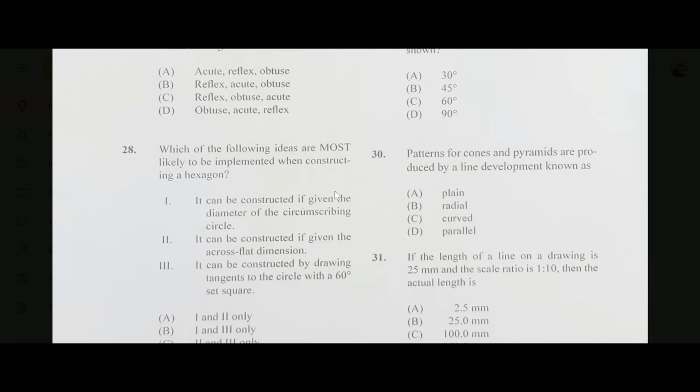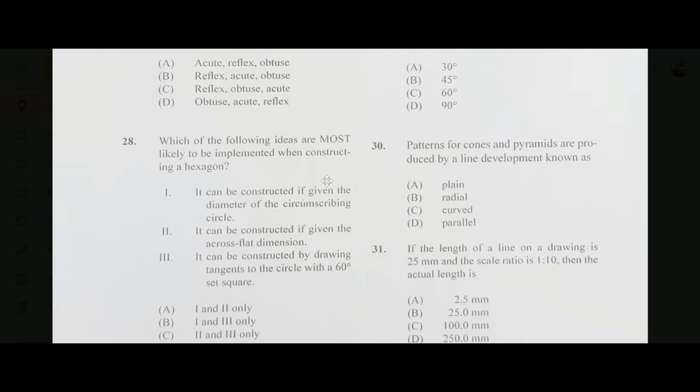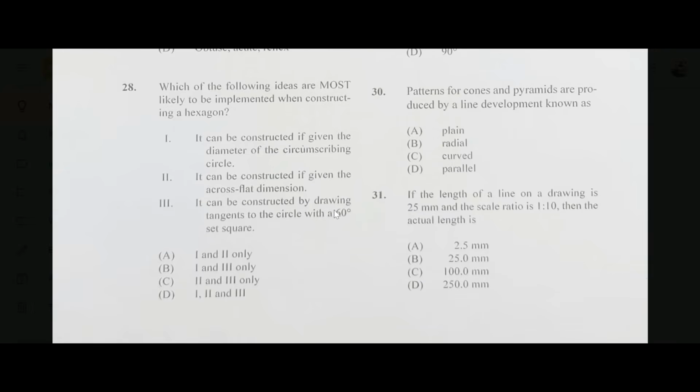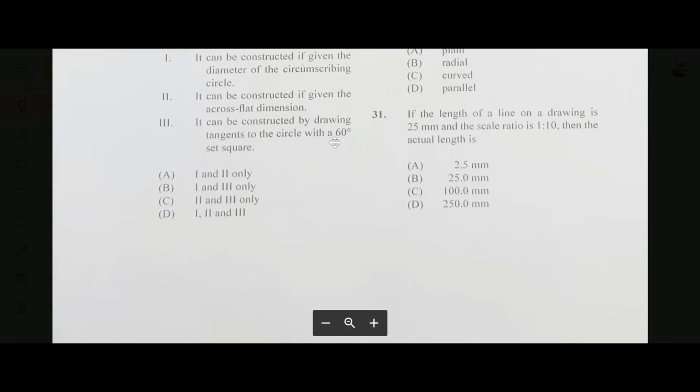Number 28, which of the following ideas are most likely to be implemented when constructing a hexagon? It can be constructed if given the diameter of the circumscribing circle. Yes, you can use this. It can be constructed if given the across flats dimensions. This is also true. And it can be constructed by drawing tangents to the circle with a 60 degrees set square. I will say D, 1, 2, and 3.